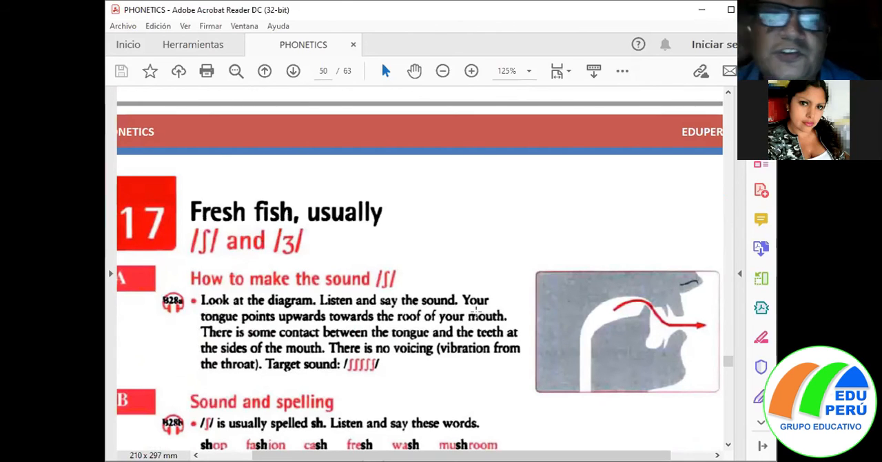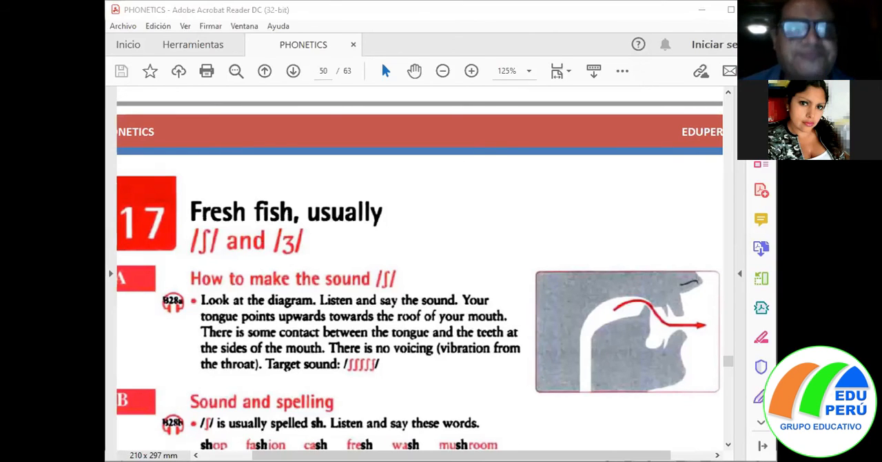You can use your tablet or laptop. Nowadays we have a lot of devices and gadgets to record our voices. And then listen to the original audio and listen to yourself, and then you pass to another sound. This is very important to do, to practice. Remember, practice the sounds.